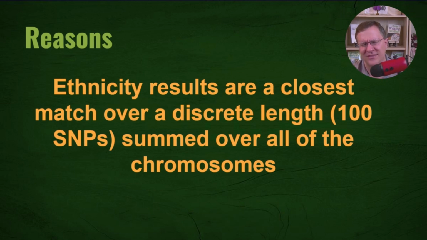Like for instance, hey, this SNP is closest to English. This next SNP is closest to Scottish, and on down all of your chromosomes, and then summing all of those up to come up with some percentage of how much of a certain ethnicity you have. So hopefully you can see there how the DNA match and the ethnicity are calculated different ways. They both use the DNA, but they're calculated in completely different ways.